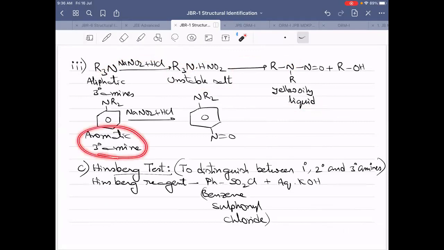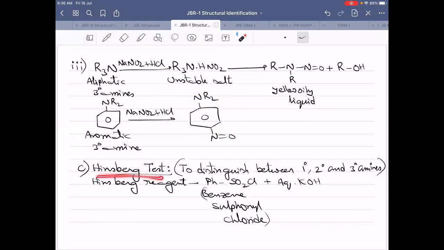Then aromatic tertiary amines on reaction with NaNO2 plus HCl will undergo para nitrosation. At the para position to this group, this is ortho, meta, para, na. So at the para position, this NO group will be attacking. So this is the product, but it will not give any identification like color or anything. Okay, so that is one thing we have to observe.